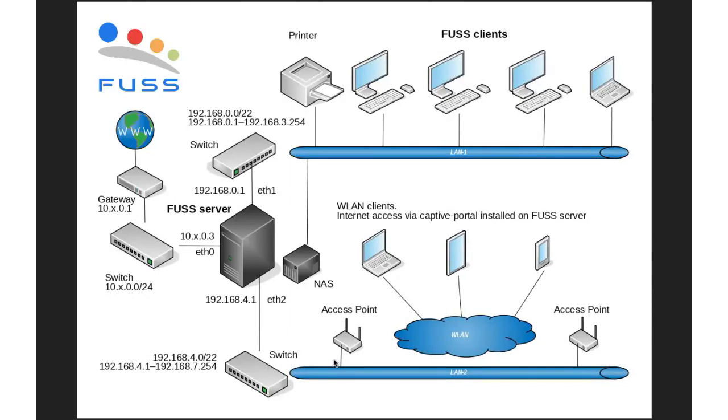It can also be connected optionally to a second LAN, which is called LAN 2 in this diagram. And in this LAN, we have some access points, and people can access with mobile or tablets or with laptop with a Wi-Fi connection. So all the configurations are actually on the server. And also all the authentication for the clients is done centrally on the FUS server. And all the clients have central accounts on the FUS server.